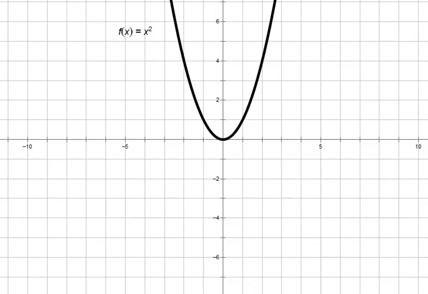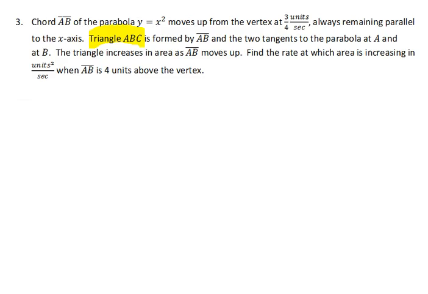Okay, so first of all we have the graph f of x, or y equals x squared. Next then we have the chord AB that is parallel to the x-axis and is moving up along the y-axis at a rate of 3/4 units per second. And so we can see the chord AB moving up a little bit more, a little bit more, and this is all happening at a constant rate of 3/4 units per second. Okay, we're going to go back to the original problem and see what we have next.